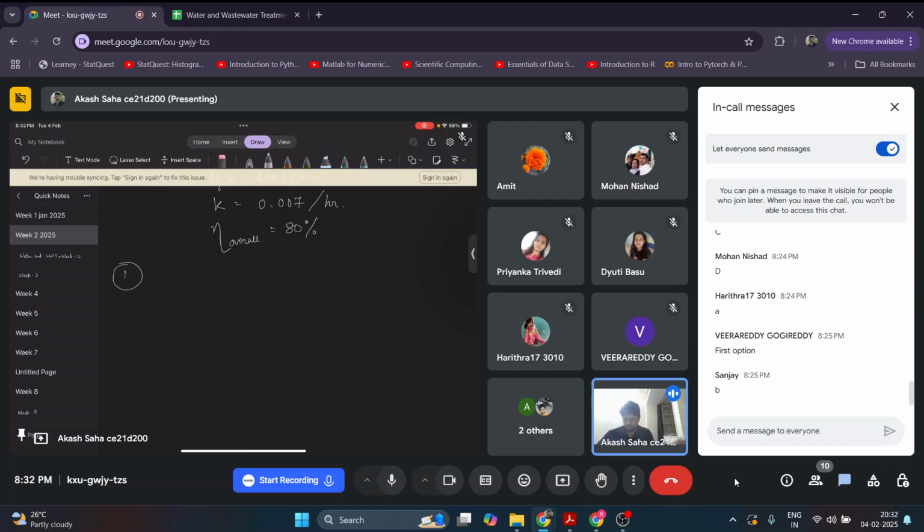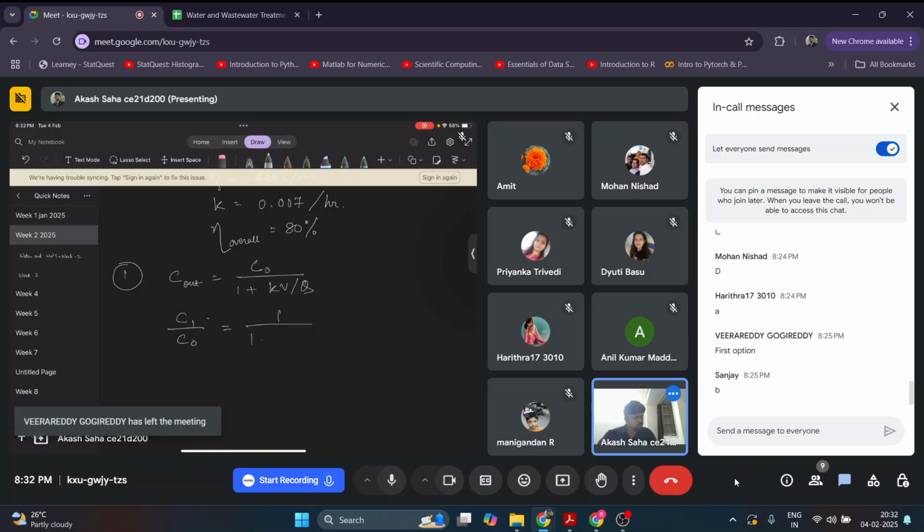Okay, so the CSTR formula we know: C out is equal to C naught by 1 plus kV by Q. This is the basic formula for all the CSTR. So what was the C out for the first reactor? That was C1 by C naught, equal to 1 by 1 plus kV by Q. Right? This I can write easily.